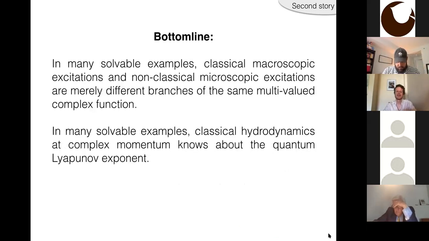So the bottom line is this. In many solvable examples, classical macroscopic excitations and non-classical micro excitations are just two different branches of the same multivariate complex function, like the function square root of z has two branches, right? So here you should be thinking about classical and non-classical things as just living on two different branches of the same function. And another fascinating lesson is that in many solvable examples, classical hydrodynamics at complex momentum knows about quantum chaos through the quantum Lyapunov exponent.